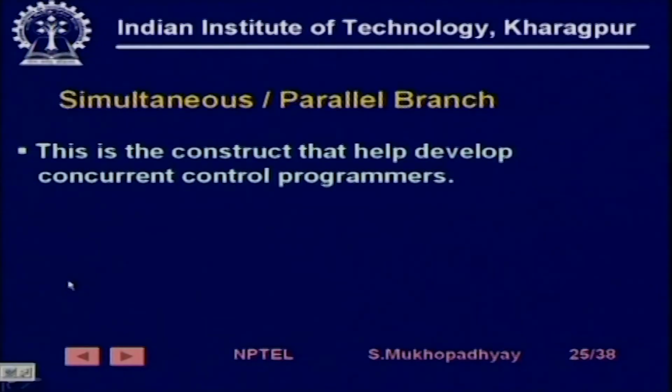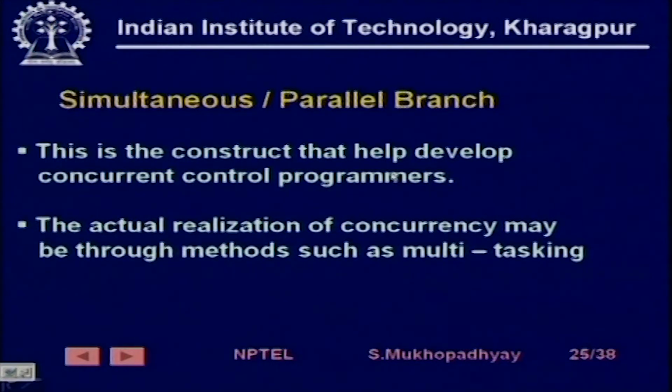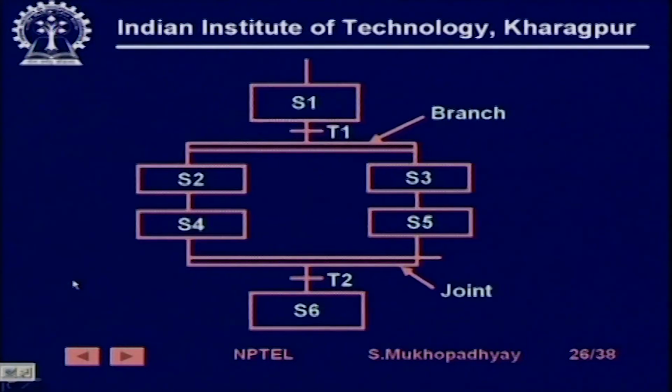Similarly, just like selective or alternative branches, you can also have simultaneous or parallel branches. This is a new construct which is not possible to be implemented in a normal state machine. This is a construct that helps concurrent control programs. The actual realization of how you will run concurrent executions can be made using various operating system methodologies such as multitasking.